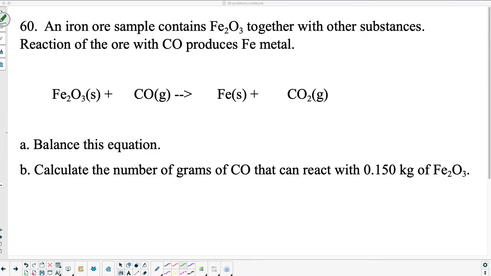Honors class, this is the last one of the problem set. This is number 60. I know the calendar says there's a number 72, but we're not doing that one. So we're just going to push on through with number 60 here.